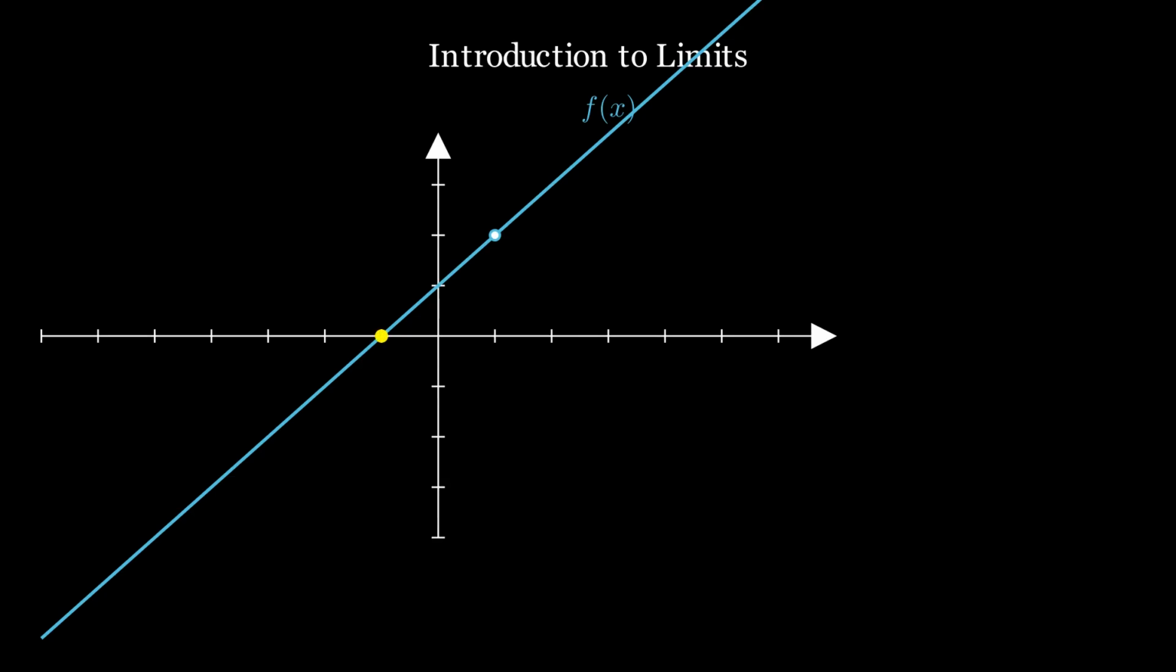Let's pick a point and see what happens as its x value gets closer to 1 from the left side. As x approaches 1, notice that the y value of the point gets closer and closer to 2.